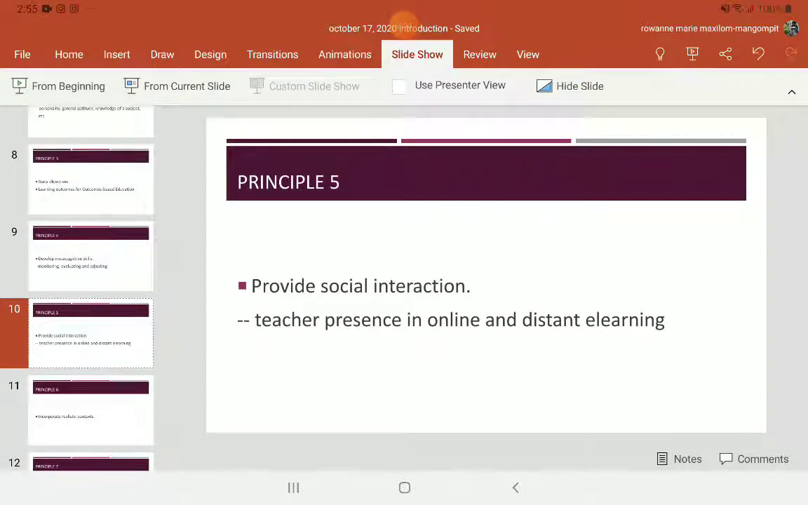And then provide social interaction. So now that we are in remote learning or in online mode, we see to it that we are still present. According to a professor in the University of the Philippines Open University, when I attended a training on flexible learning organized by UP, even if we are not around, we have ways to keep in touch with our students. So by having this concept of teacher presence in online and distance e-learning.